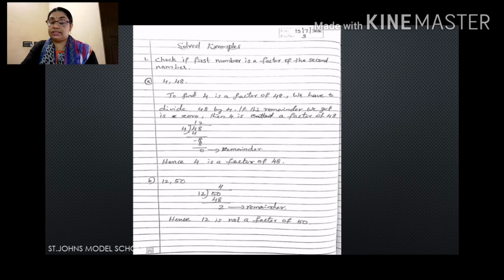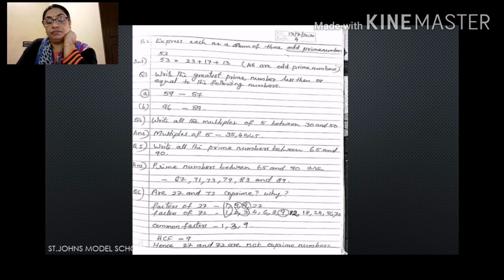Next is express each as a sum of 3 odd prime numbers. 53, you have to show as the sum of 3 odd prime numbers. See here, 53 I have written as 23 plus 17 plus 13. This is not the only way. You can find out 3 more prime numbers and add them to get 53.